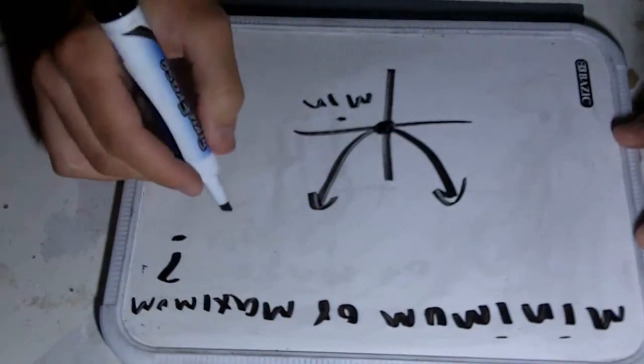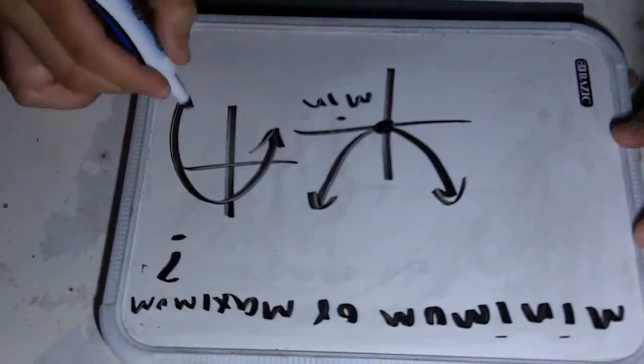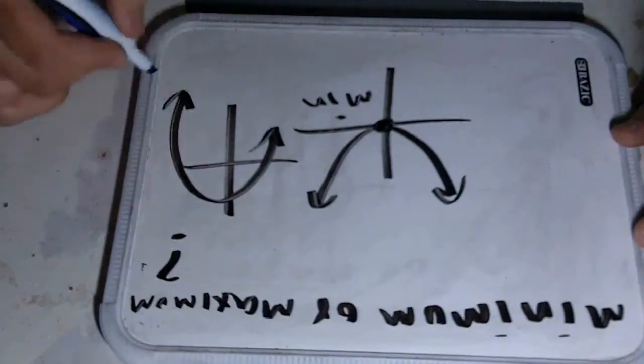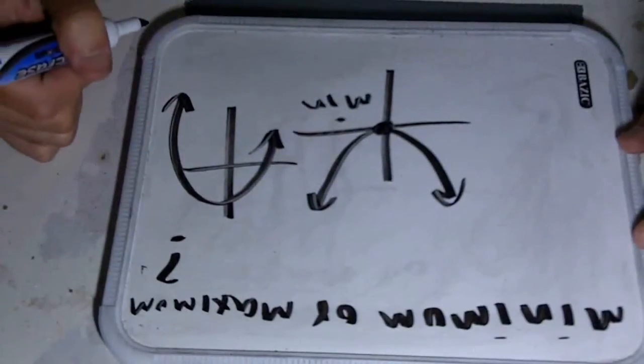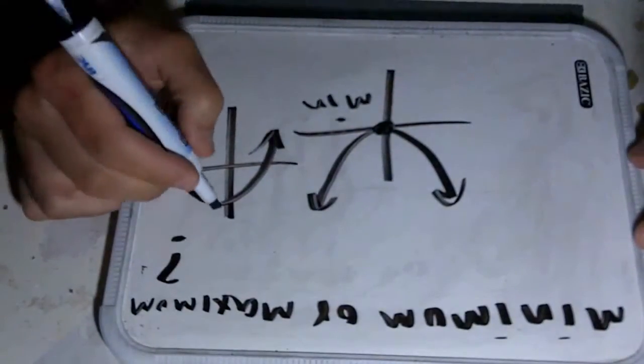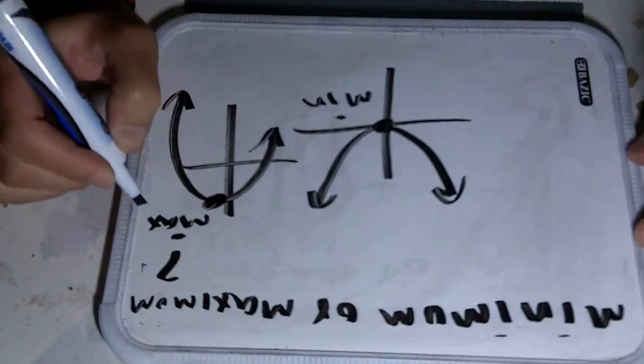Now, what if we have a parabola that looks like that? Well, this doesn't have a lowest point, so it doesn't have a minimum because it keeps going down all the way to negative infinity, but it does have a highest point, which is this point. So this one has a maximum.